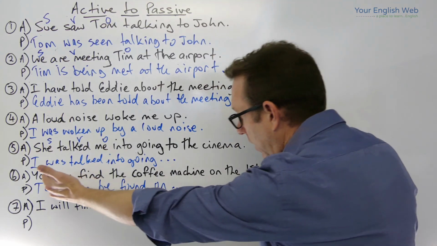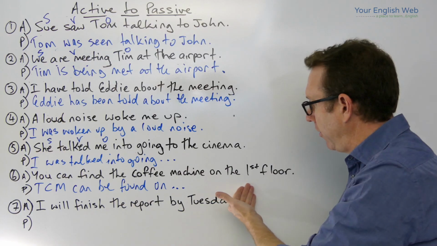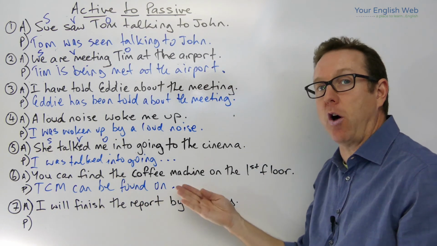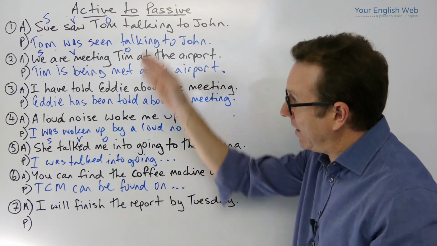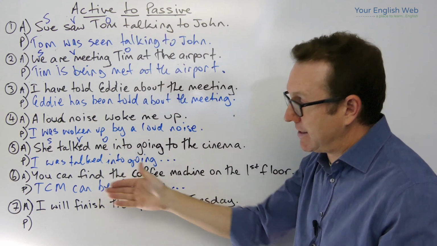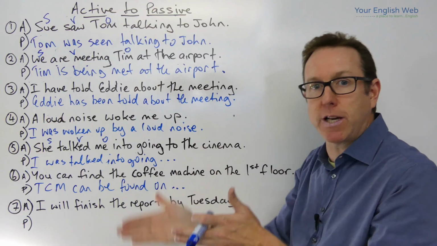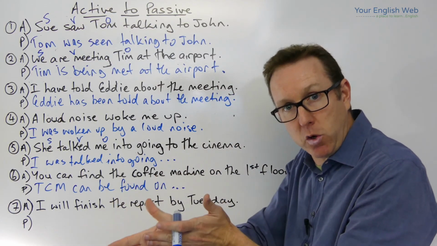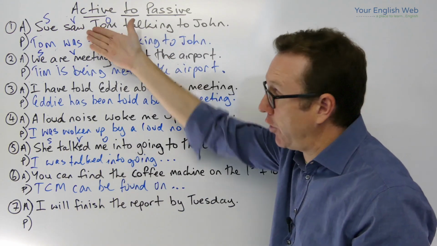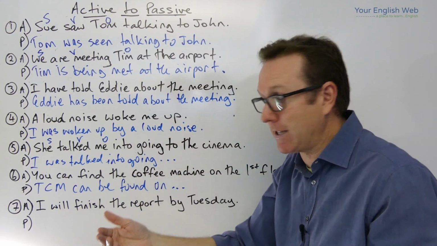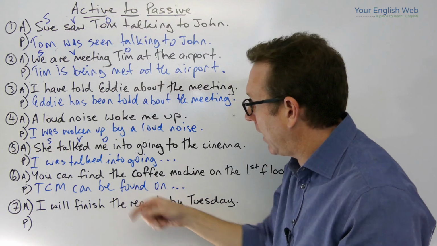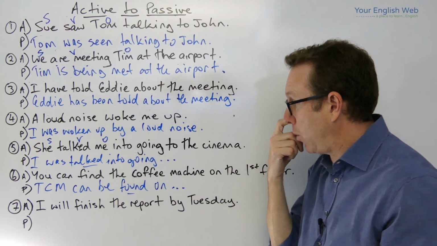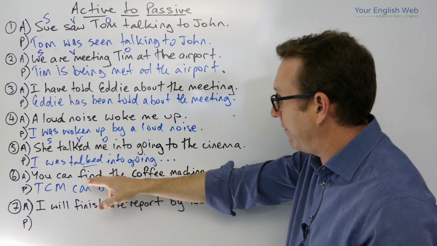Okay? You can find the coffee machine on the first floor, or the coffee machine can be found on the first floor. So again, all of these sentences are taking the same structure. The object becomes the subject. The verb to be needs to be used in the same tense as the verb, and we incorporate the past participle of the main verb as well.